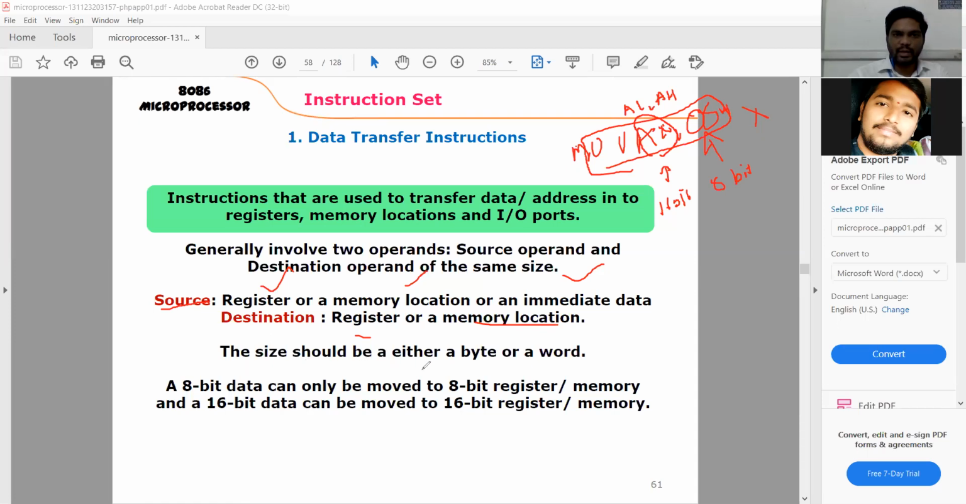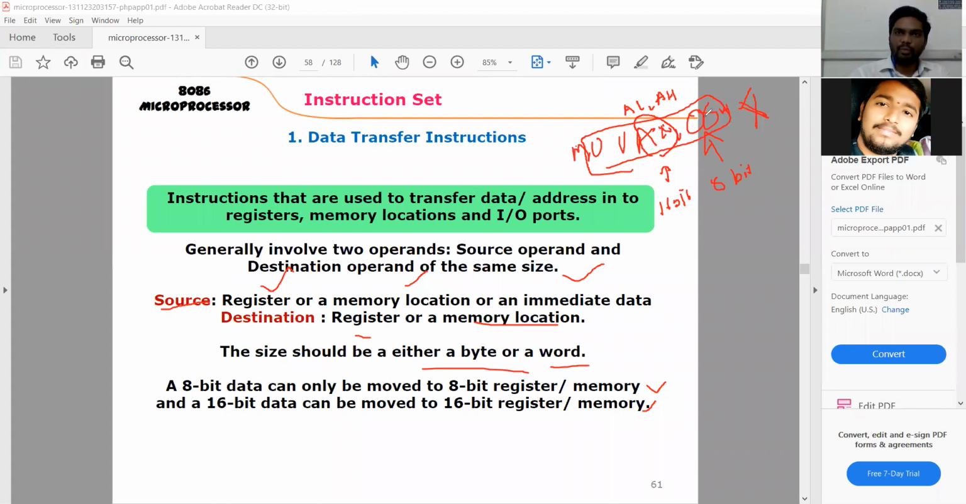The size should be either a byte or a word. A byte means 8 bits and a word means 16 bits. 8-bit data can only be moved to an 8-bit register or memory, and 16-bit data can be moved to a 16-bit register or memory. That is what we are talking about in this instruction. Here we are moving 8-bit data into a 16-bit register, which is not valid.